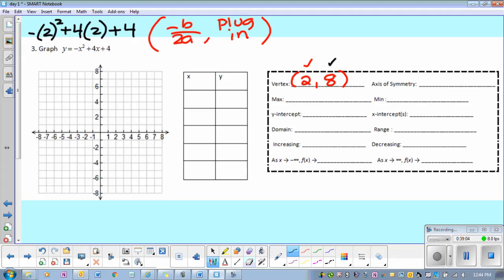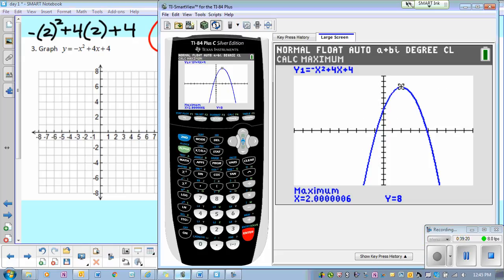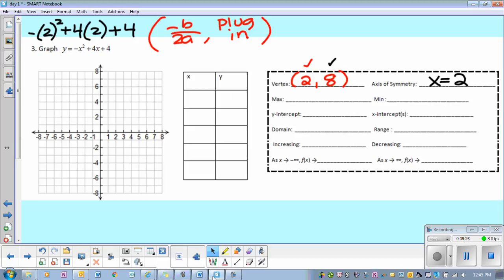What is the axis of symmetry? X equals 2. And look, max or min? Max. And that's the same as your vertex. Didn't we look for the max when we went to look for the vertex? So what does that mean about the min? Do we have one? No. Wow, look at all this that we can fill out before we even graph it.